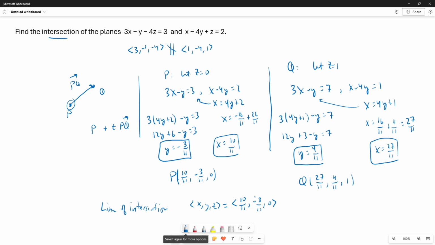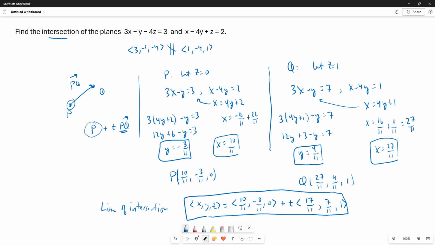We have to write this first thing here in vector form because we want to add it to a vector. And so we have plus t, that's our parameter, times the vector PQ. So we'll take the components of Q one at a time and subtract the components of P. So 27 minus 10 is 17 elevenths, 7 elevenths, 1. So there's the line of intersection of the two planes.